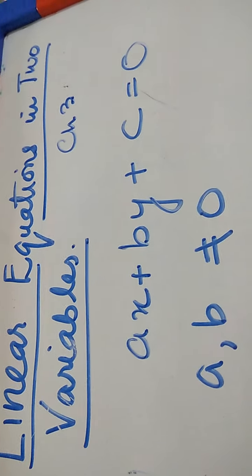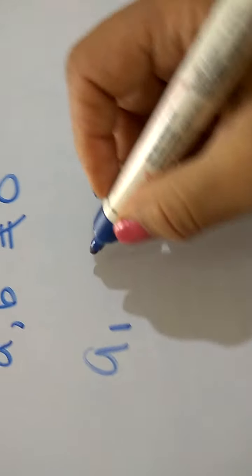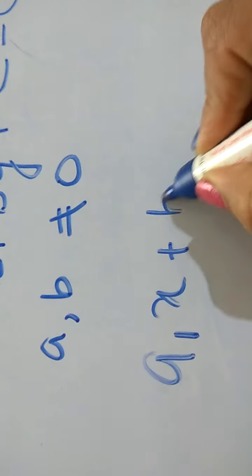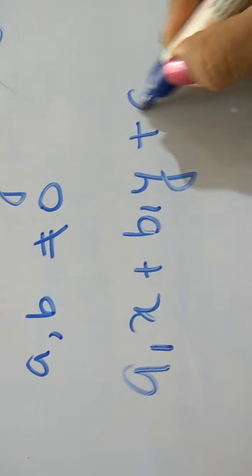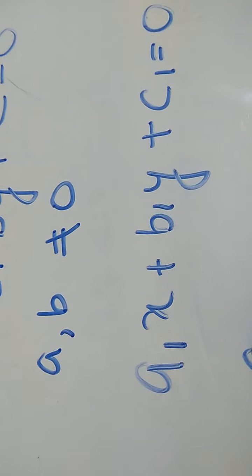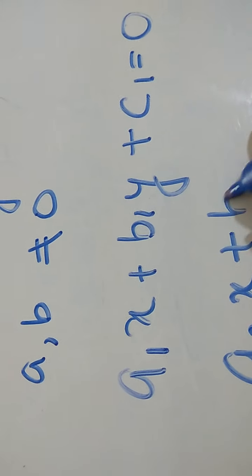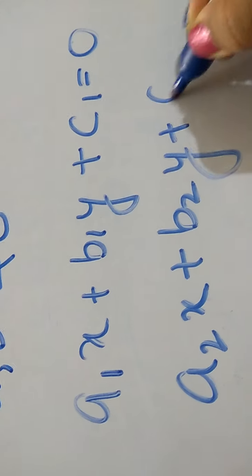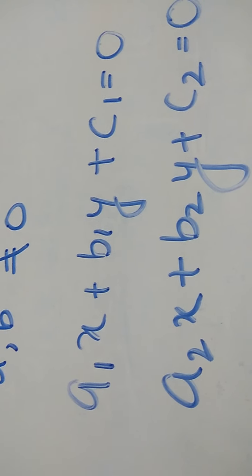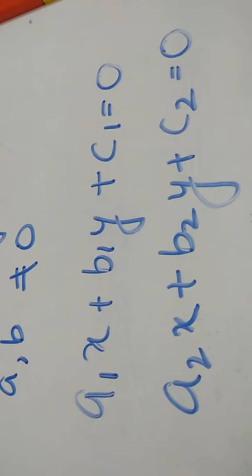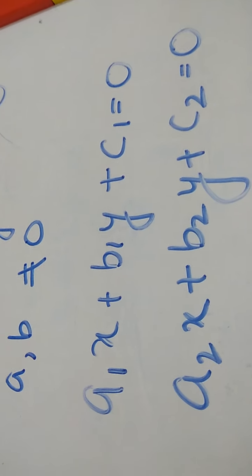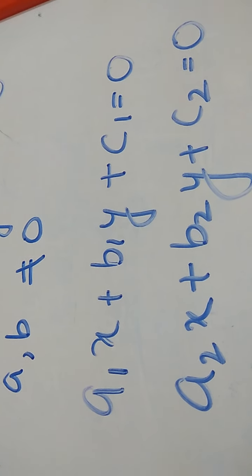Now, when we have a pair of equations, it can be written as a1x plus b1y plus c1 equal to 0 and a2x plus b2y plus c2 equal to 0. These are a pair of equations, and now I will see how to solve such equations graphically.